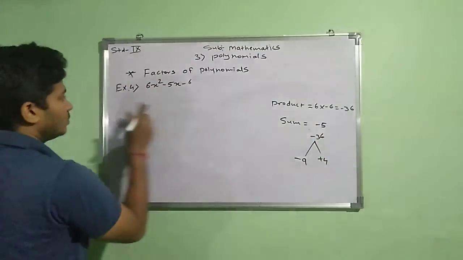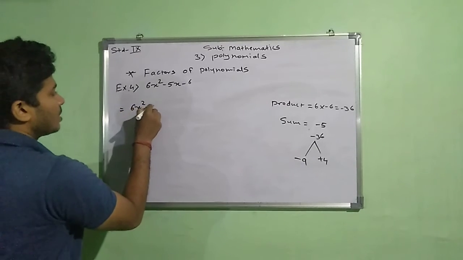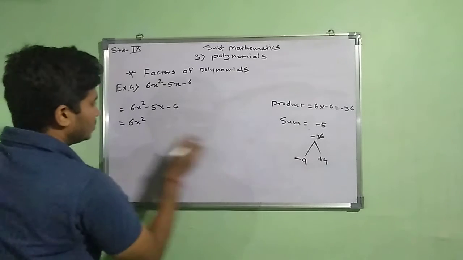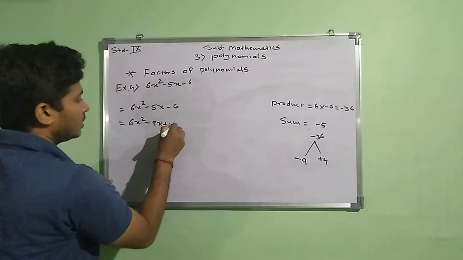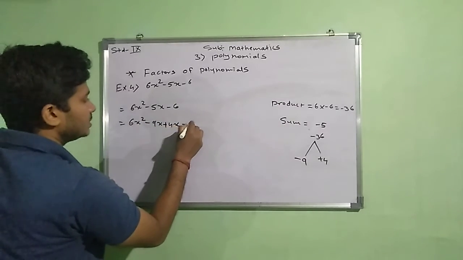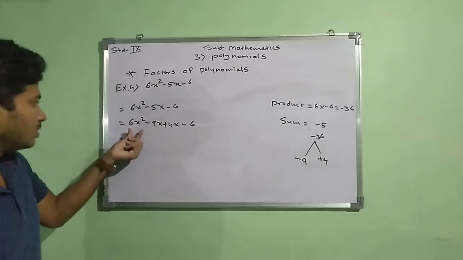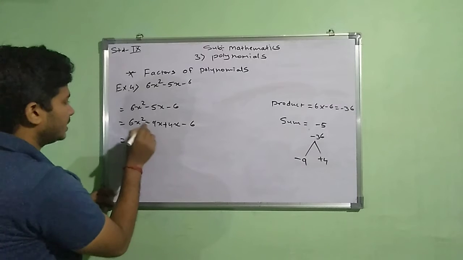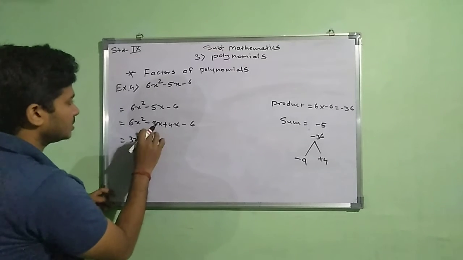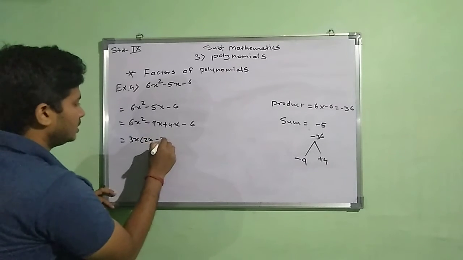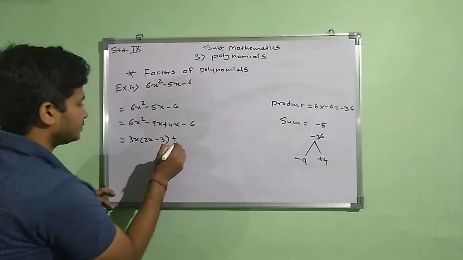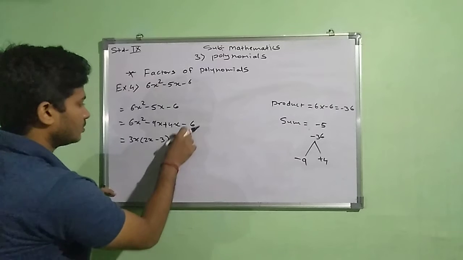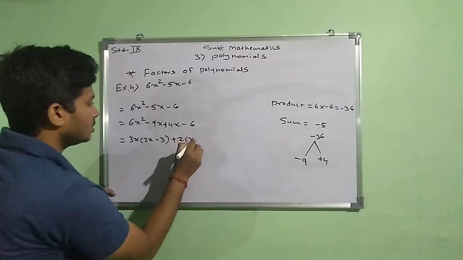So we will substitute those numbers here. Our question is 6x² - 5x - 6, which is equal to 6x². Now we will substitute those two numbers here, which is -9x + 4x - 6. If you look here, we can take 3 as common, 3x. After taking 3x, 2x will remain, minus 3, plus, minus 3 will be there, plus we can take 2 as common.